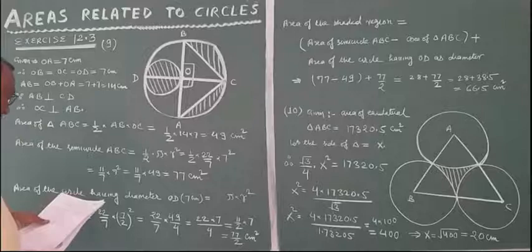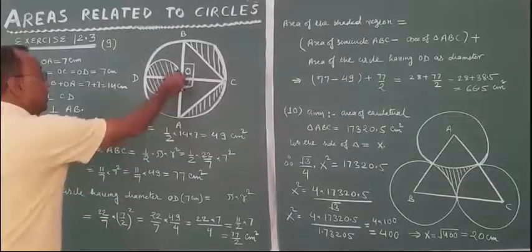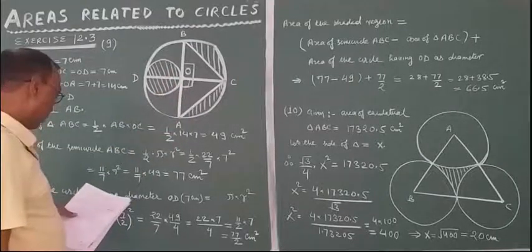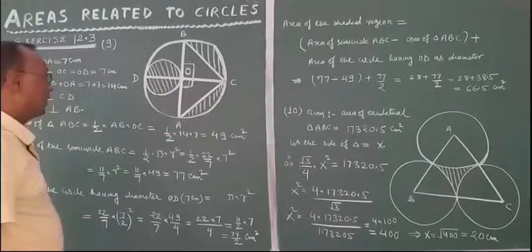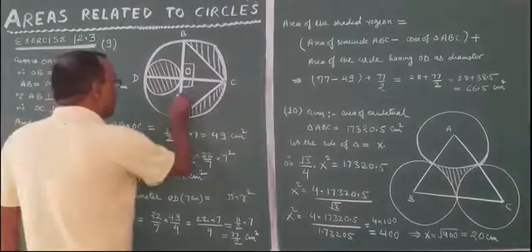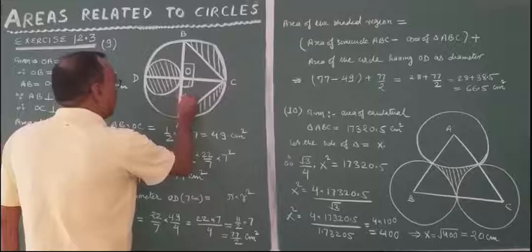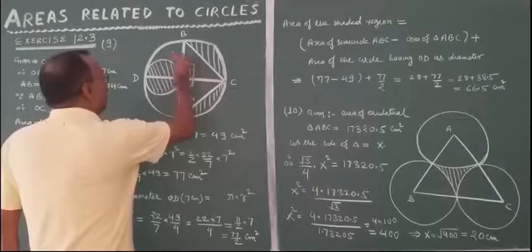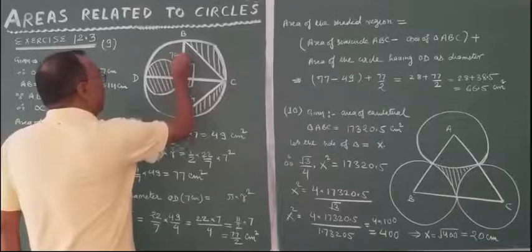And OD is the diameter of the smaller circle. If OA is equal to 7 centimeter, find the area of the shaded region. This OA is given as 7 centimeter. This is the radius. It means this will also be 7 centimeter.